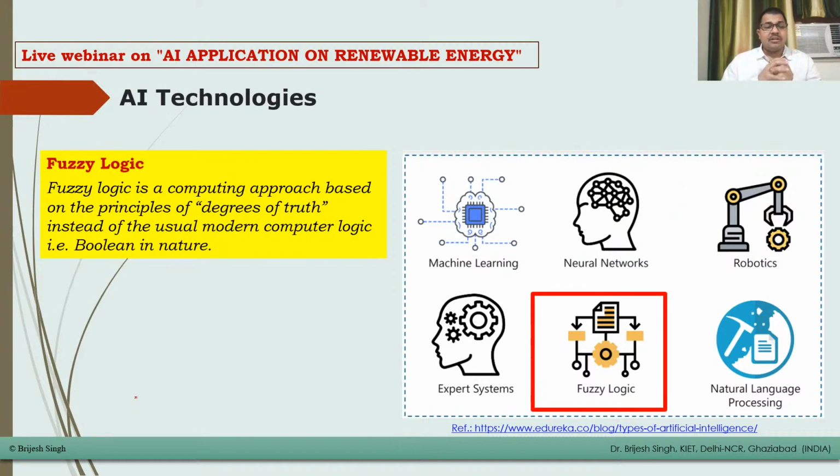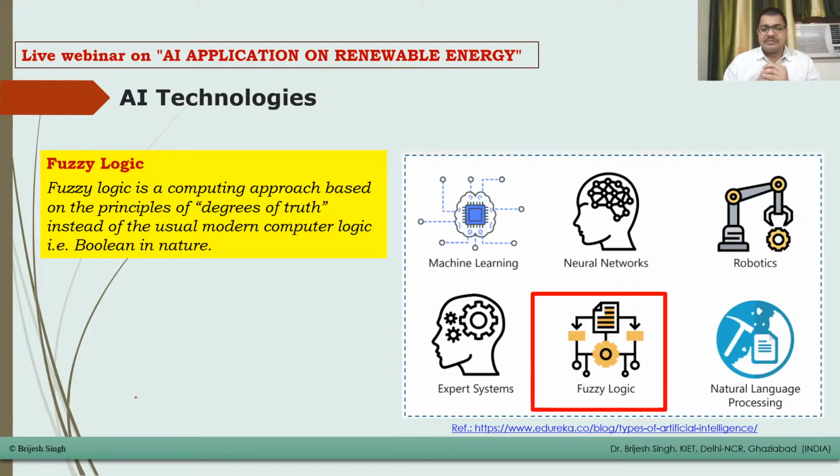And fuzzy logic is a linguistic variable based technology. In all the other AI technologies we are using binary coding methods, meaning either 0 or 1, but in fuzzy we are using linguistic variables in the form of a range. So fuzzy logic is a computing approach based on the principle of degree of truth.